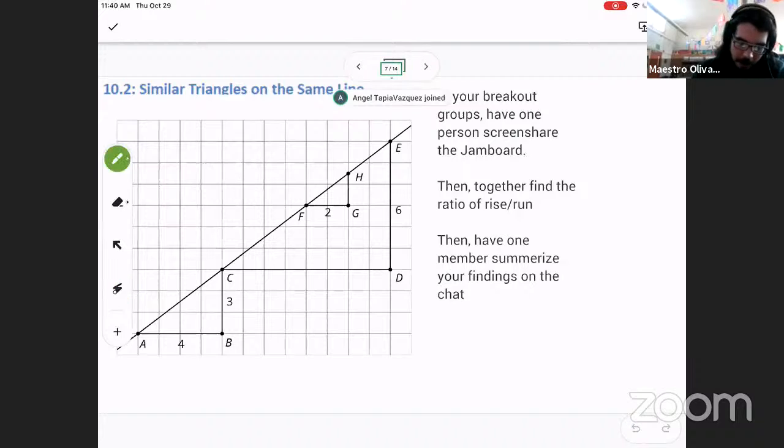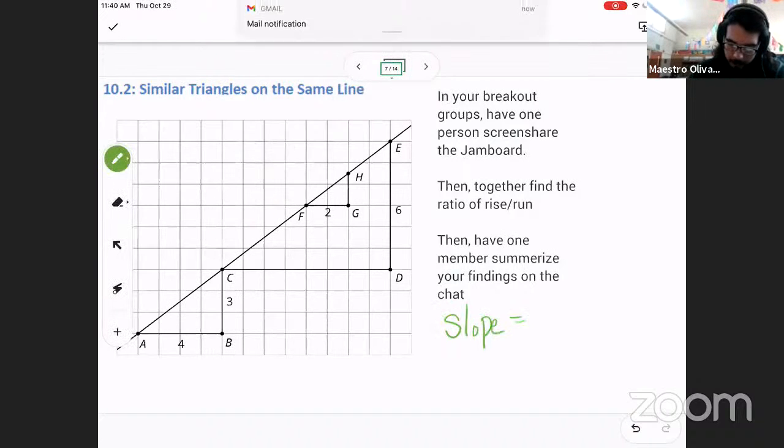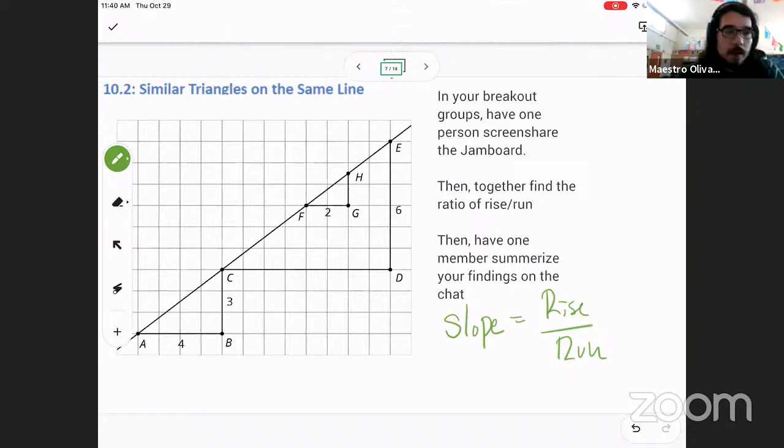And just in case you forgot, slope is rise over run. Wait, you guys don't have access to it? That's weird. Kelvin, are you logged in with your OUSD account?